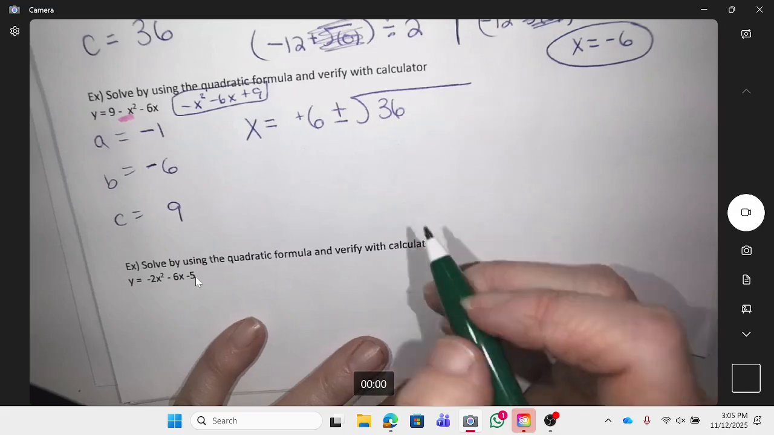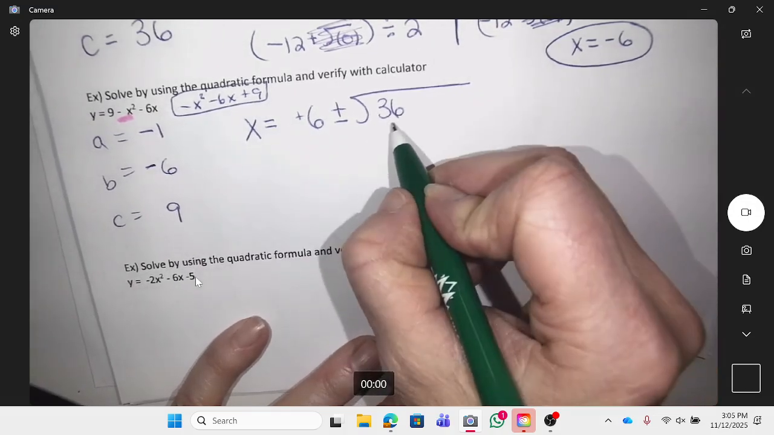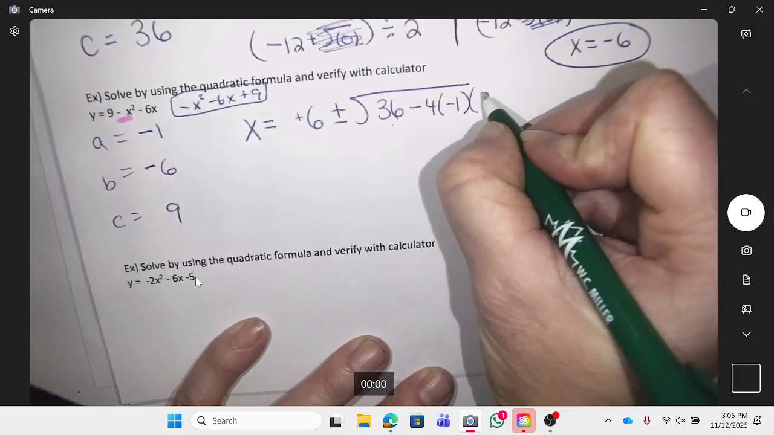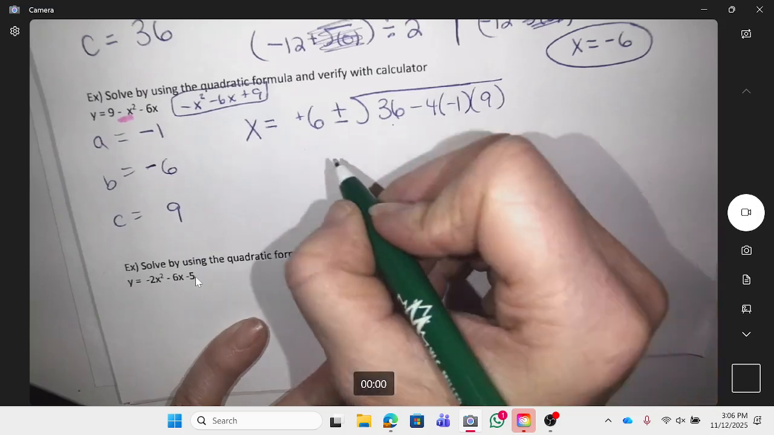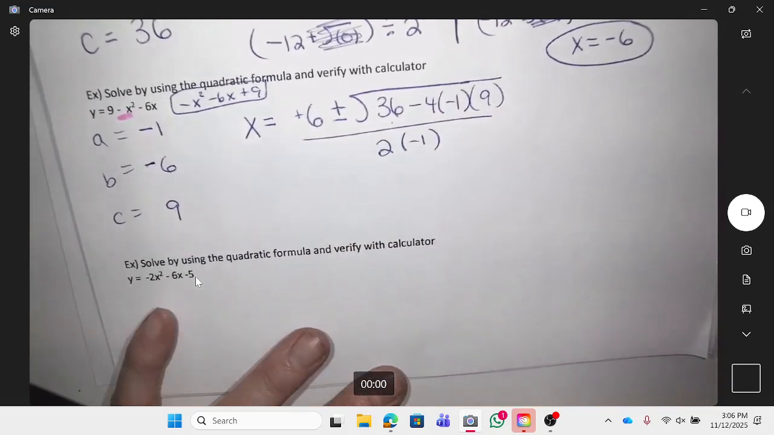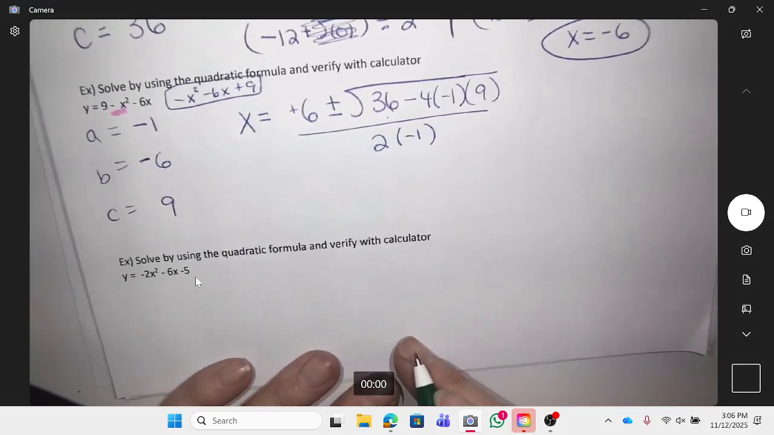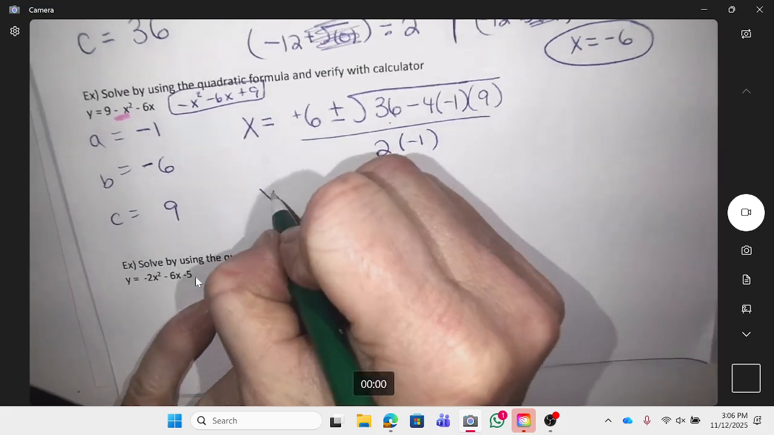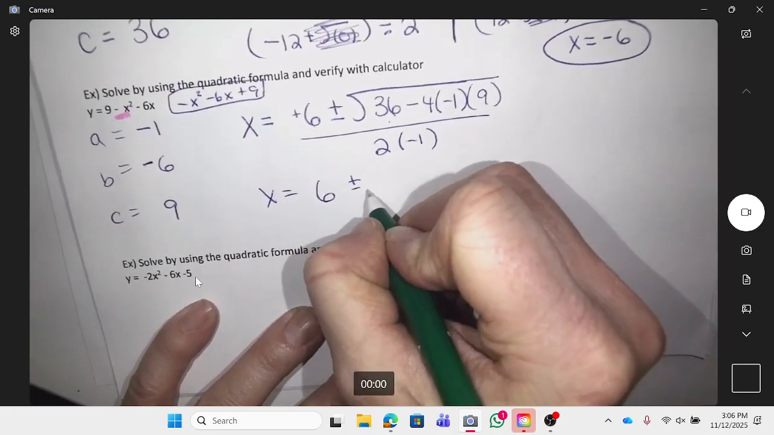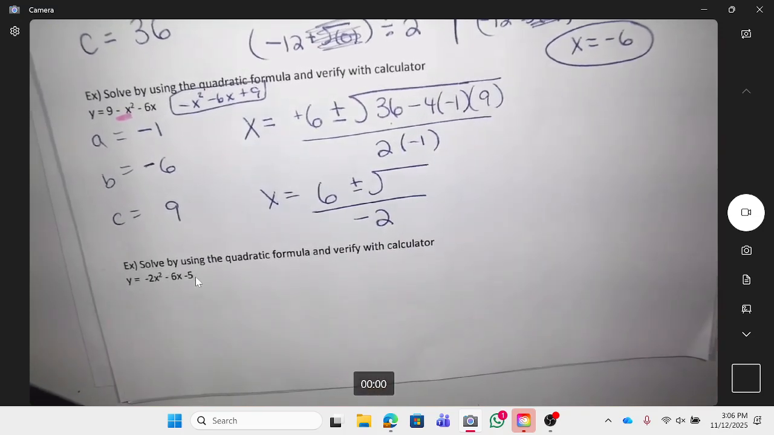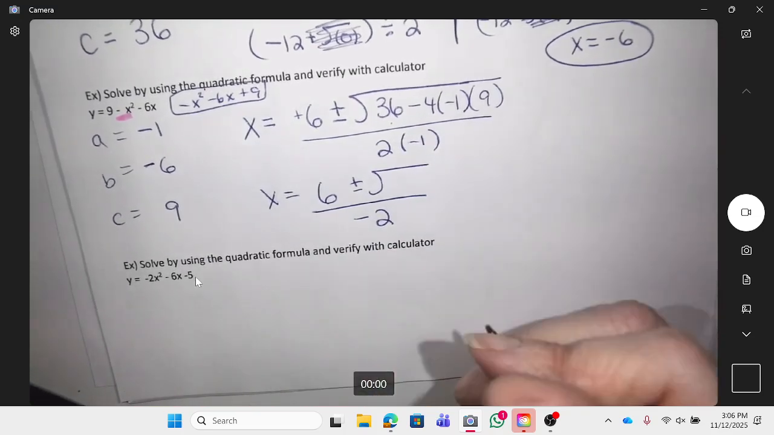Okay, opposite B, plus minus the square root of b squared, subtract 4, -1, 9, all over 2, -1. Okay? This is me literally just copying things into a formula. X equals 6 plus minus square root something over -2. 72?